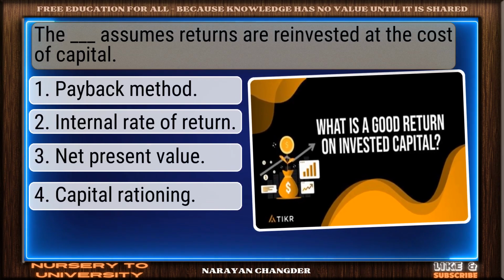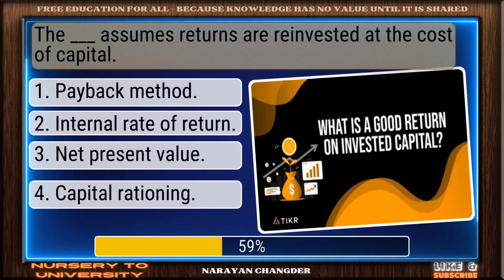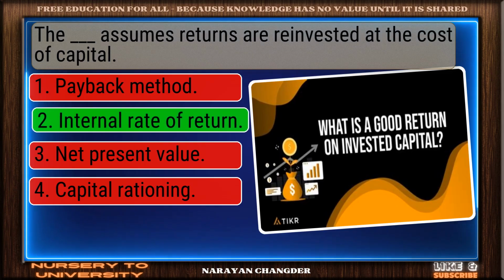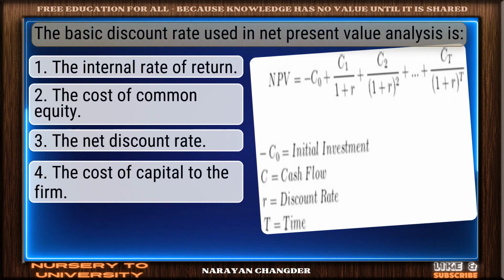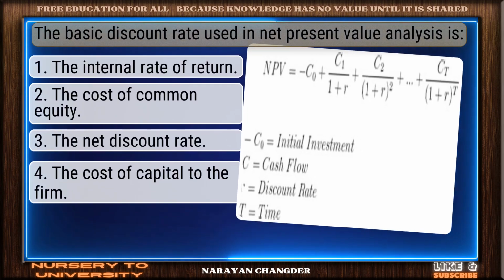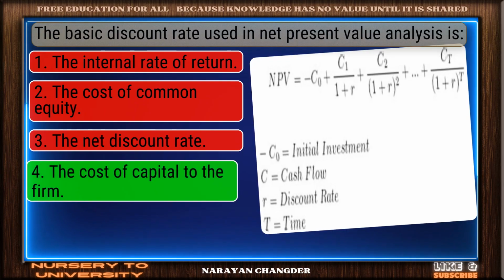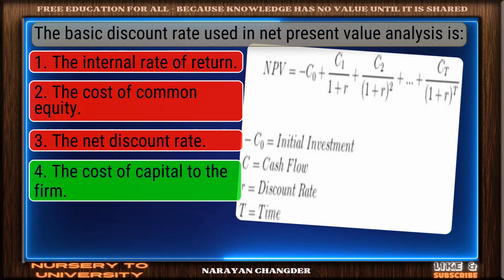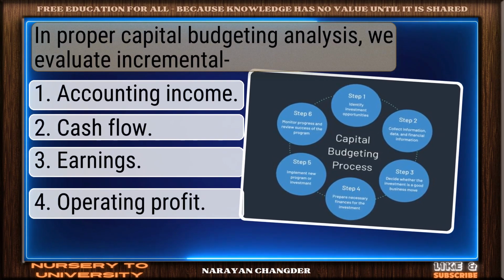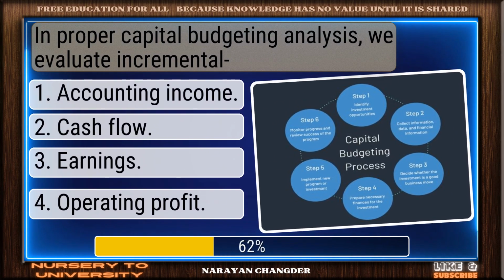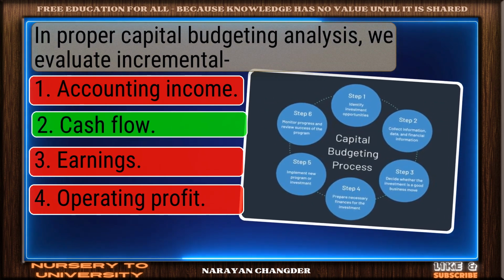The dash assumes returns are reinvested at the cost of capital. Nice selection. Internal rate of return is the correct and valid answer. The basic discount rate used in net present value analysis is. Right choice. The cost of capital to the firm is the best answer. In proper capital budgeting analysis, we evaluate incremental. Good thinking. Cash flow is the right answer.